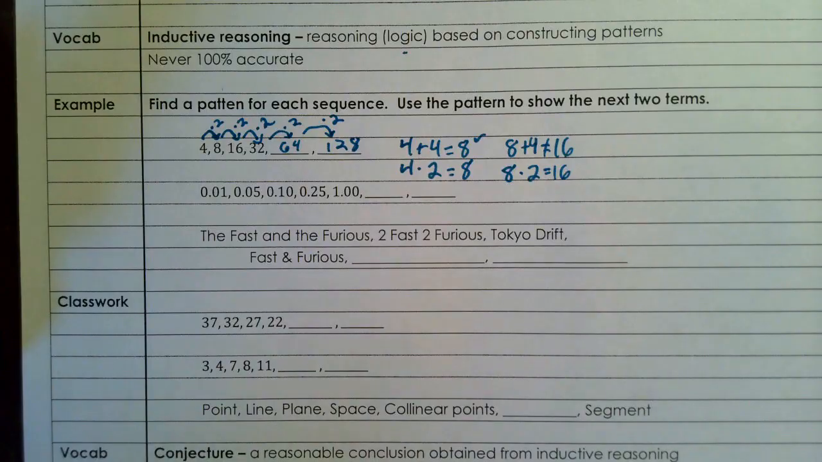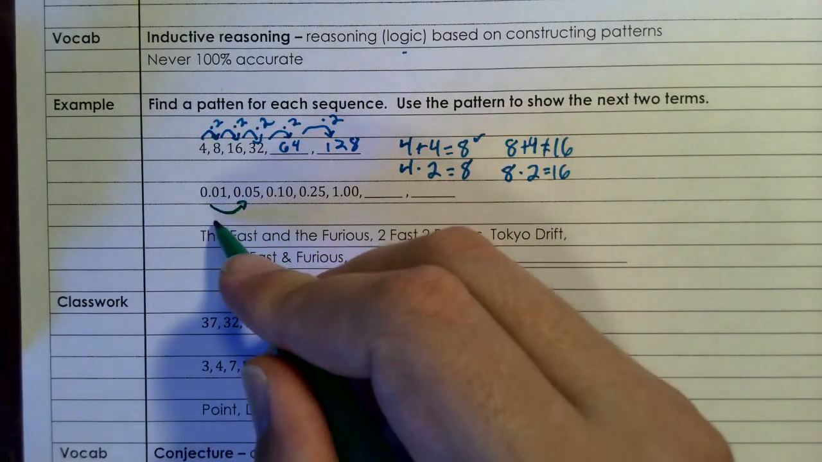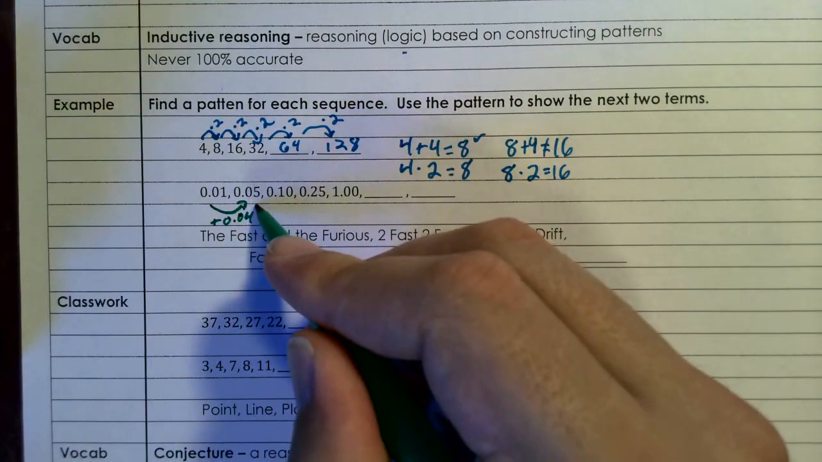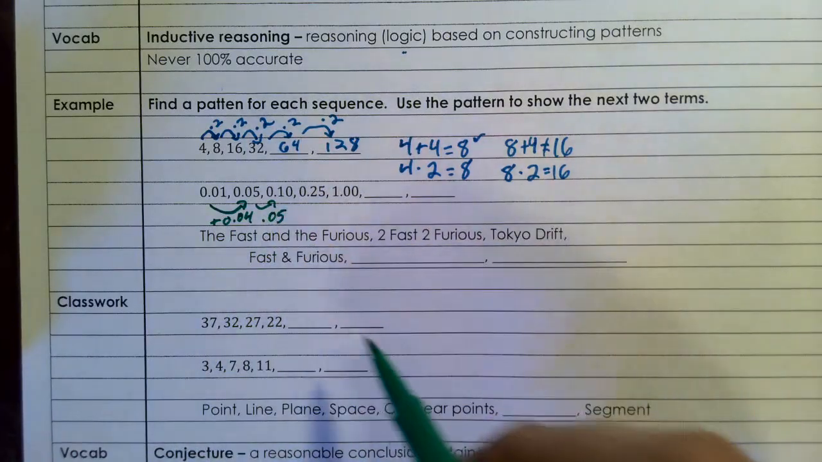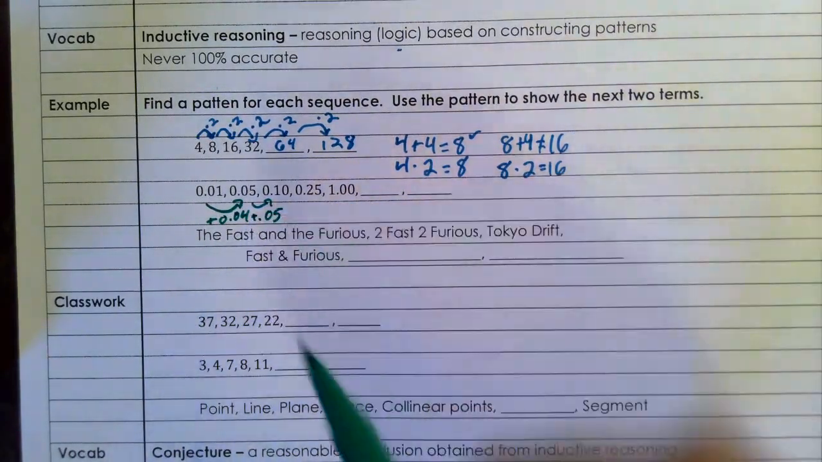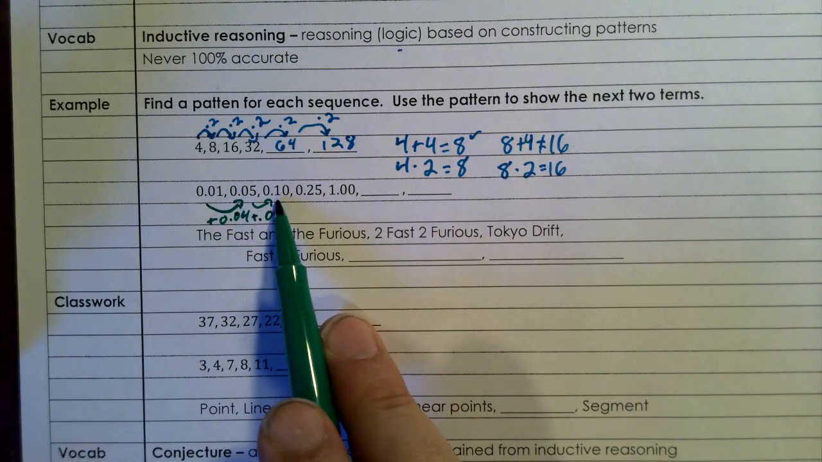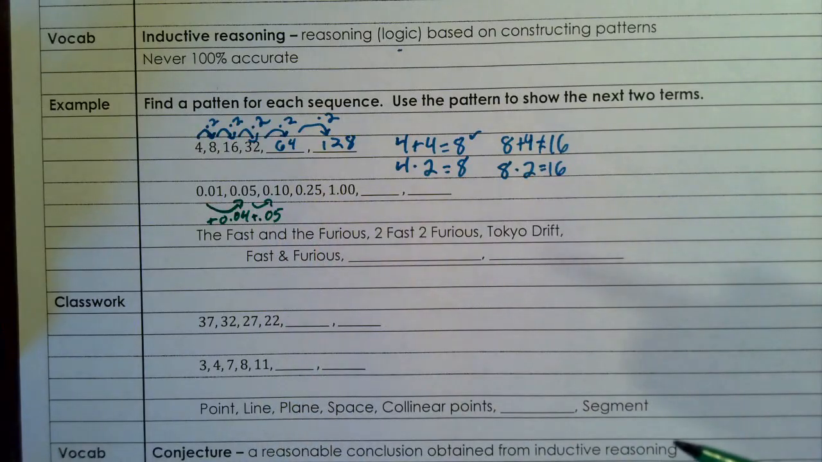In the next one, we could look for some sort of pattern as we're moving from one to the other. So this one seems to be adding 0.04, and then we're adding 0.05. So the adding trick doesn't quite work. Multiplying doesn't quite work because we're multiplying by 5, then by 2, then by something else. So that's not quite working. So there's something else that's happening.